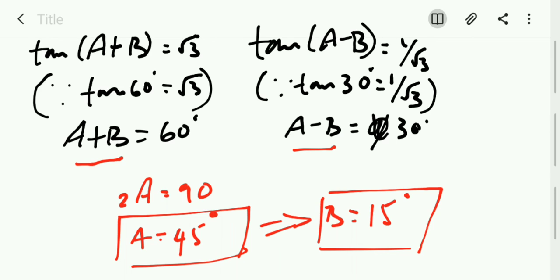So this will be the end of the session on the sums or problems related to the trigonometric ratios of some specific angles. I hope you all have understood it. So you just practice more and more sums.